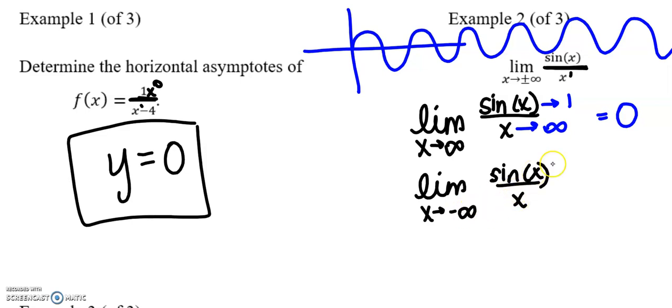Likewise, if we go to negative infinity, sine of x is still only ever going to be as tall as 1 or as heavy as 1. x then will be approaching negative infinity. Well, 1 divided by a really big negative number, right? It's not actually infinity, it's a really big number. As we approach negative infinity, that will also be 0. So both of these limits end up being 0.